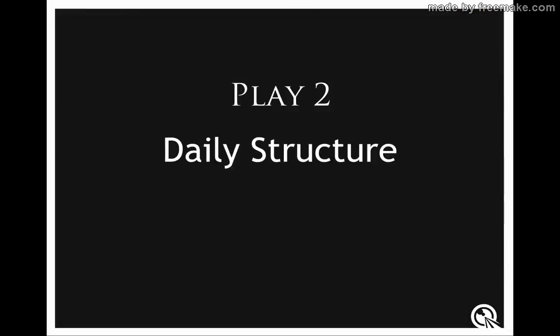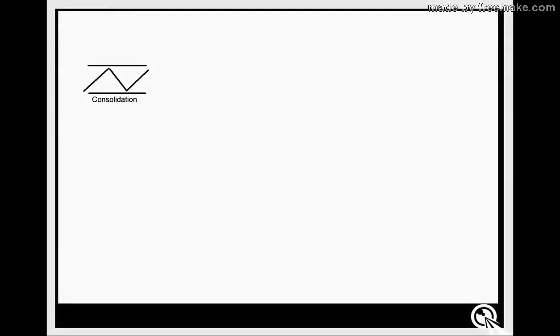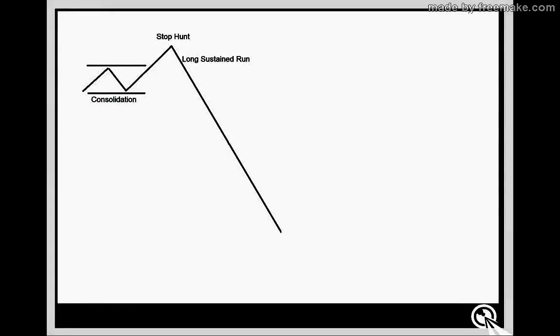Play number two, the daily structure. Here are the components of our daily structure or play number two. It's consolidation, followed by a stop hunt, a long sustained run, an opportunity to get in on the continuation of the move, and then the reversal. Here's our consolidation. We get a stop hunt to the top side. We then see a long sustained run.